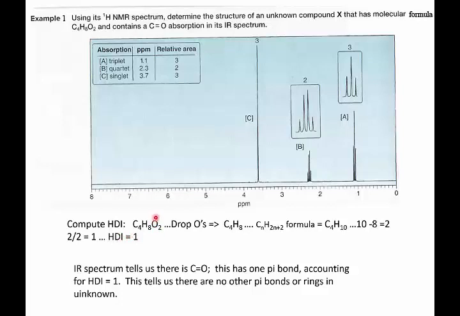But remember now, we're told it has a C=O double bond. That comprises 1 pi bond. In other words, we know that our unknown, X, has a carbonyl group, and it has only 1 pi bond. That would tell us that the only pi bond is the C=O, therefore there are no other pi bonds, no double bonds, no triple bonds, and there are no rings.